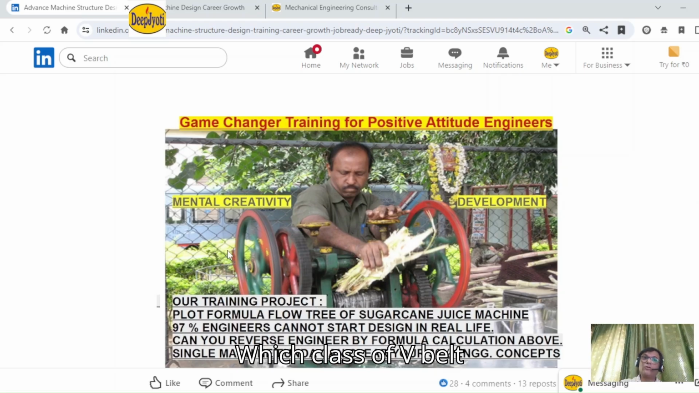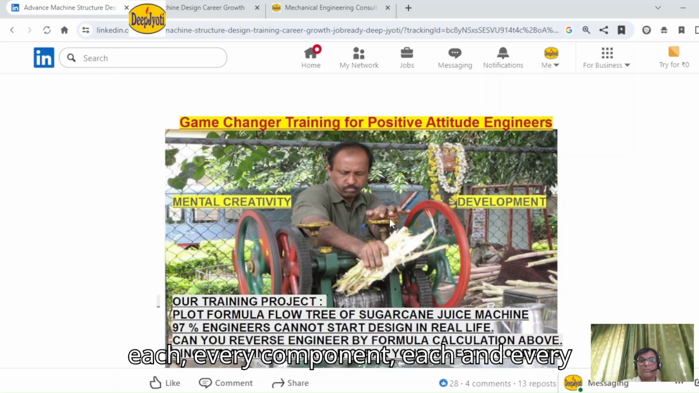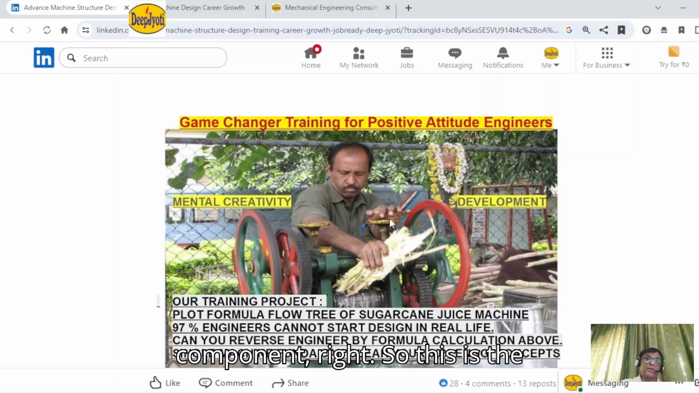Which class of V belt will we use, right? So this completes one design, that this is the principle. In that the structure comes, the screw comes, this particular tightening screw comes, right? So it is not a small design, it is one complete design, and you have to take a decision on each and every component, right? So this is the work of core designers. He is thinking design, and the design has to be manufacturable.